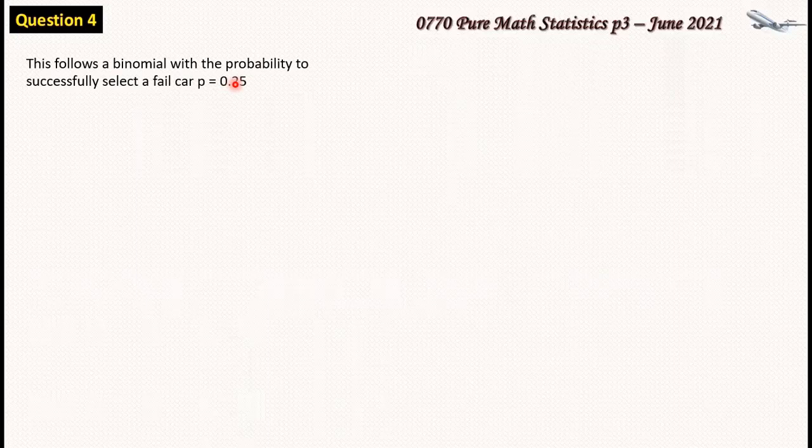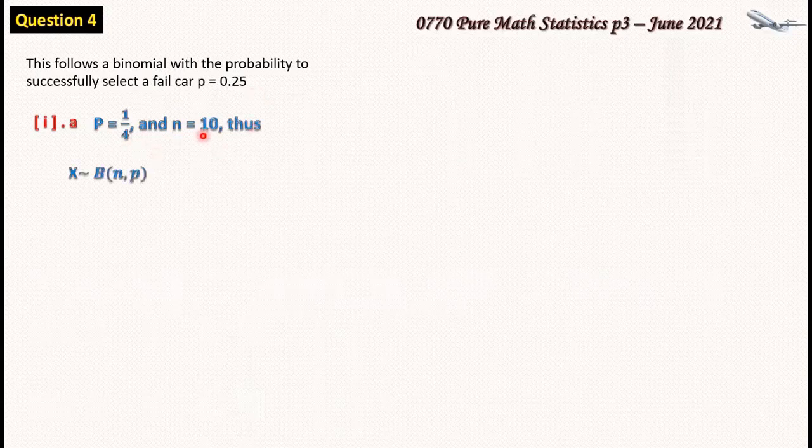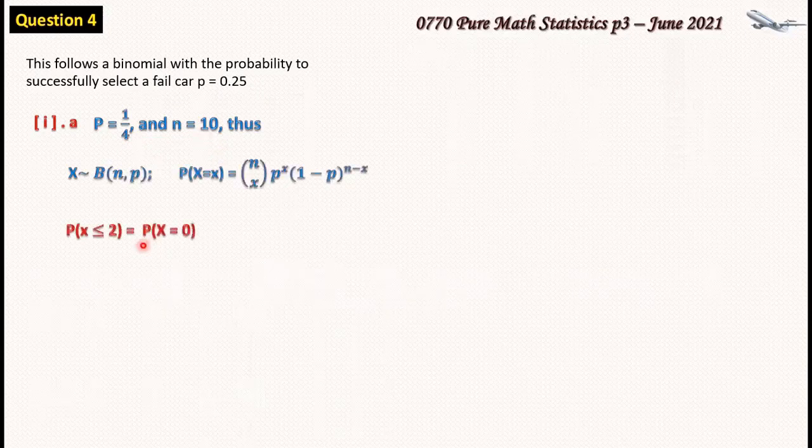That's how we do this here. So this is the probability of successfully selecting a failed car, and they have given us a sample of 10 cars. So this follows a binomial distribution with parameters n and p, so we have 10 and 0.25. That's our binomial. So the probability that we have at most 2 is going to be equal to the first is a failure, or the second is a failure, or the third is a failure.